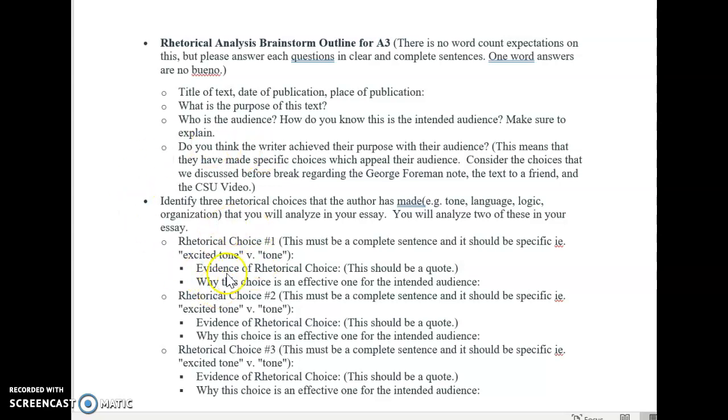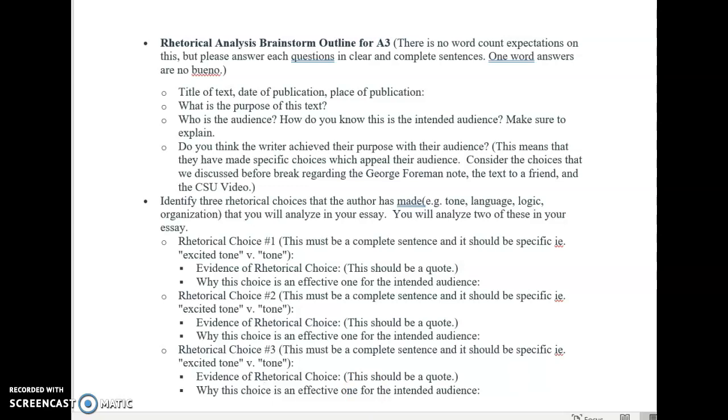I do have you identifying 3 different choices here, whereas in your essay you will only identify 2 because you are going to have two body paragraphs versus 3. But I wanted to give you the opportunity to get as many ideas as you can down. So in essence, this discussion post functions as an outline.